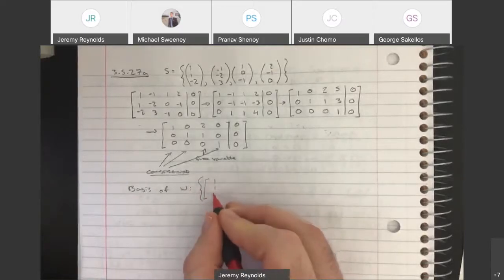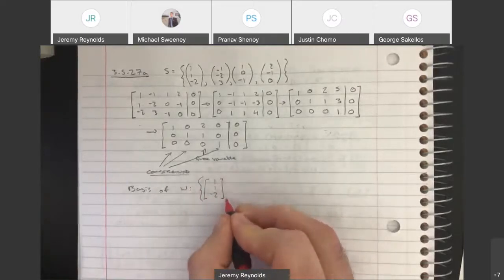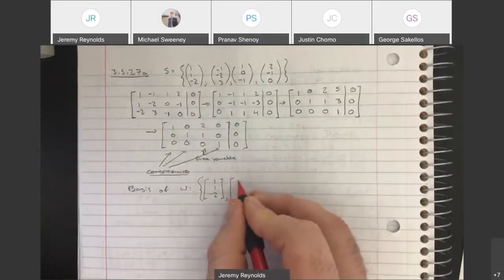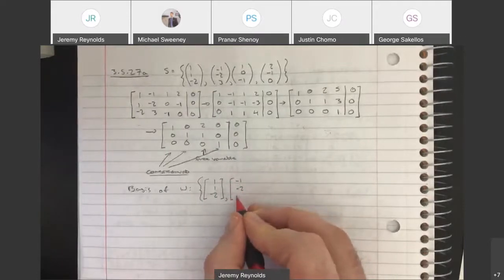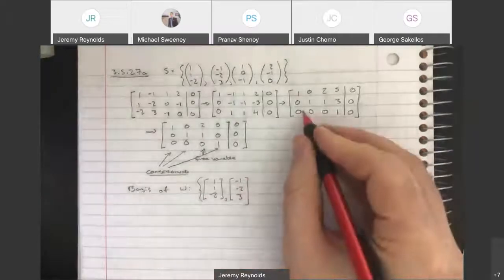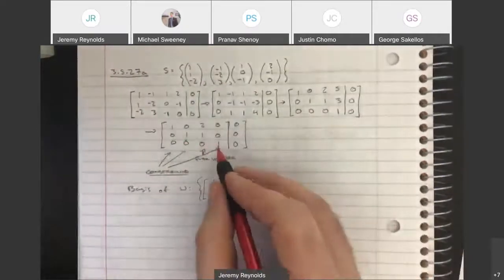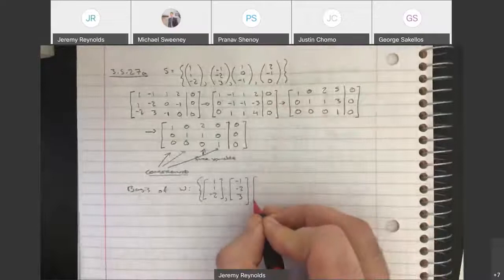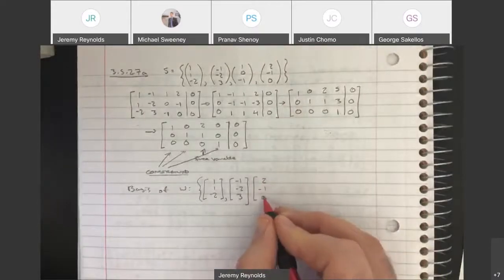containing the vectors 1, 1, negative 2, negative 1, negative 2, 3. We're taking the first and second, and now we're going to take the fourth. That's 2, negative 1, 0.